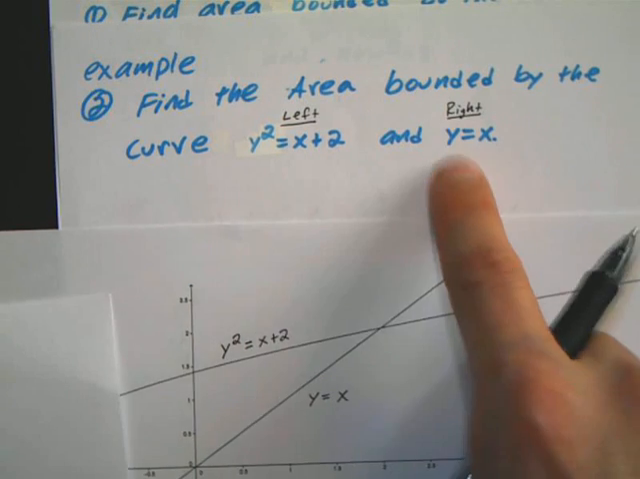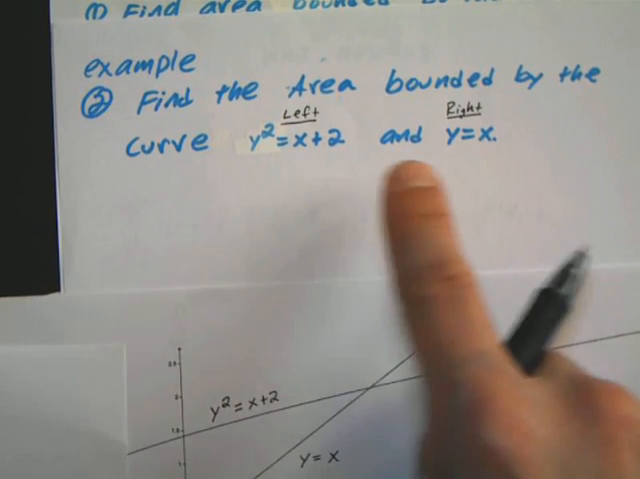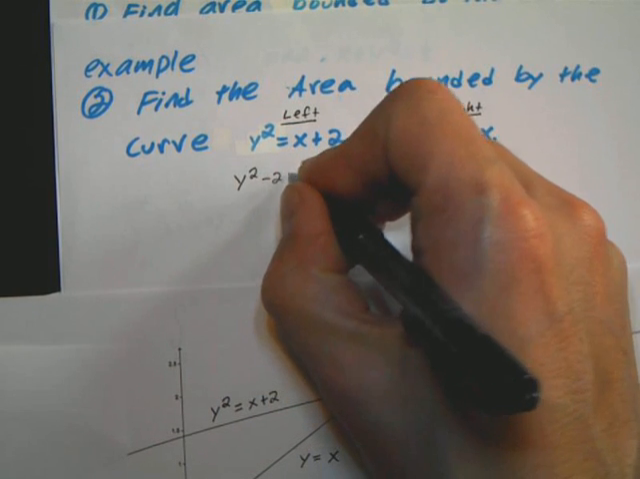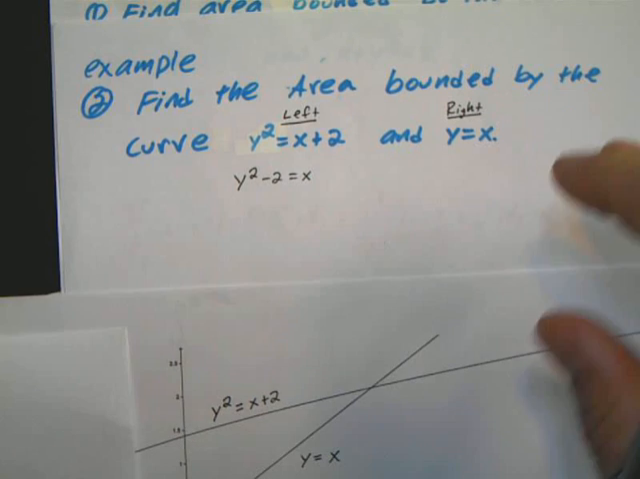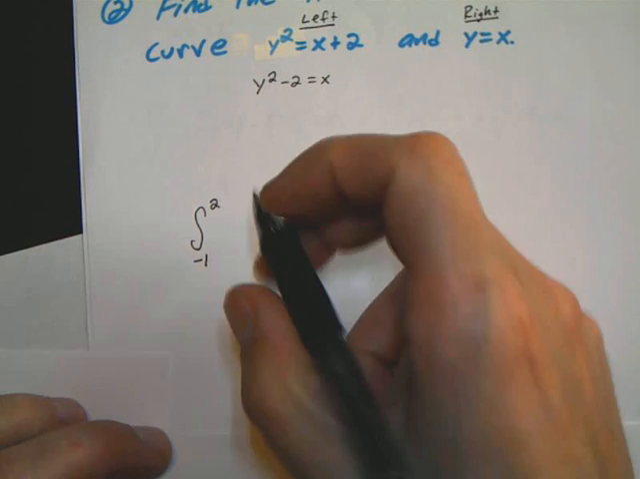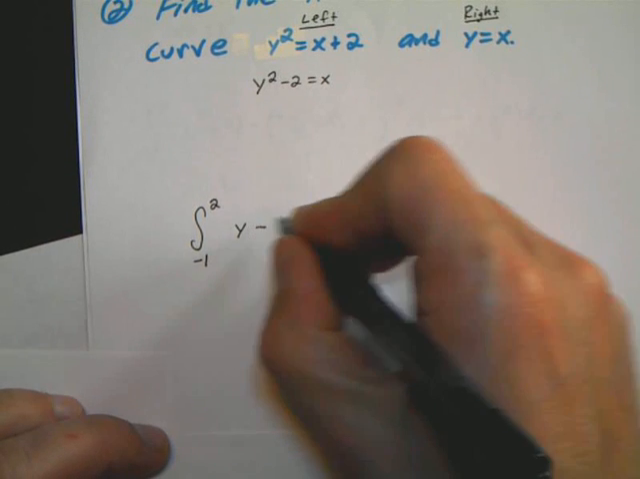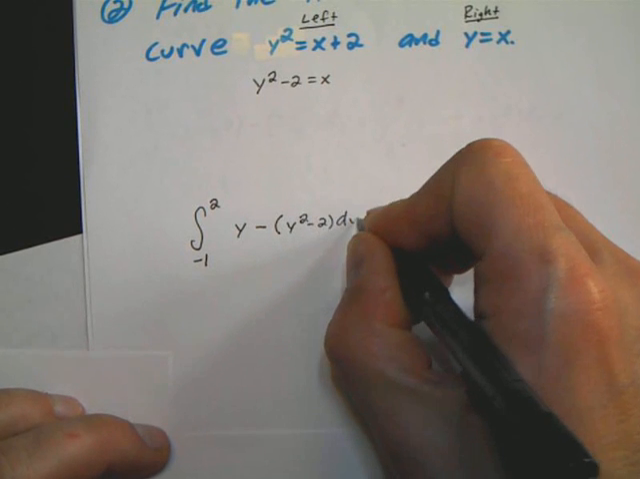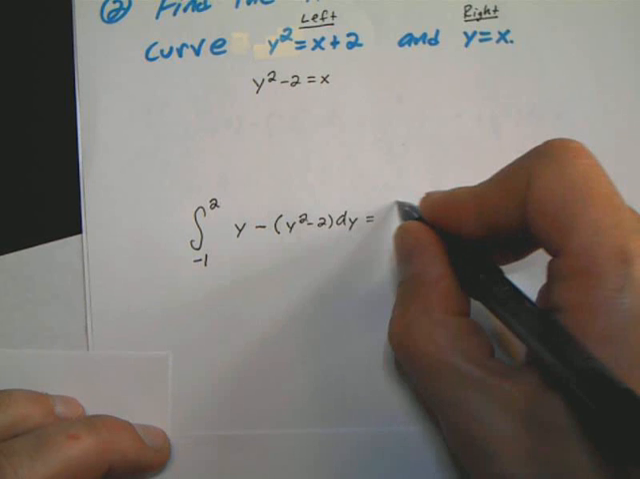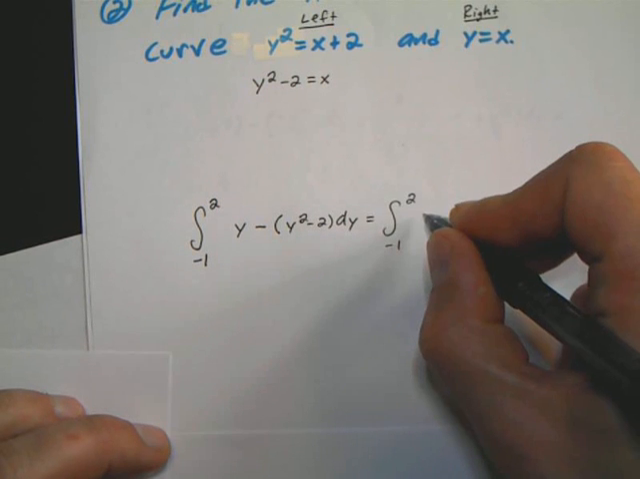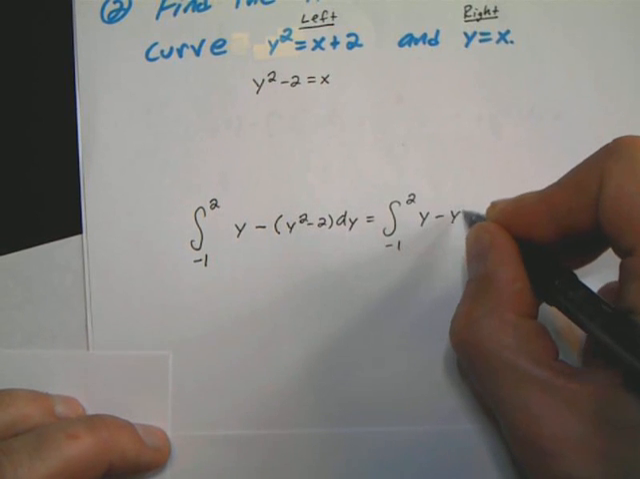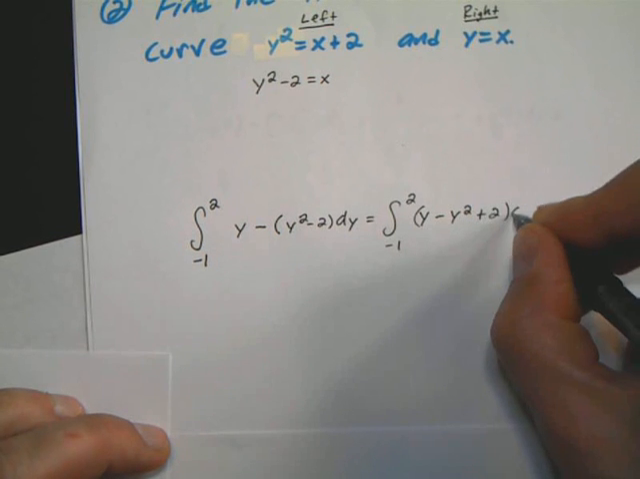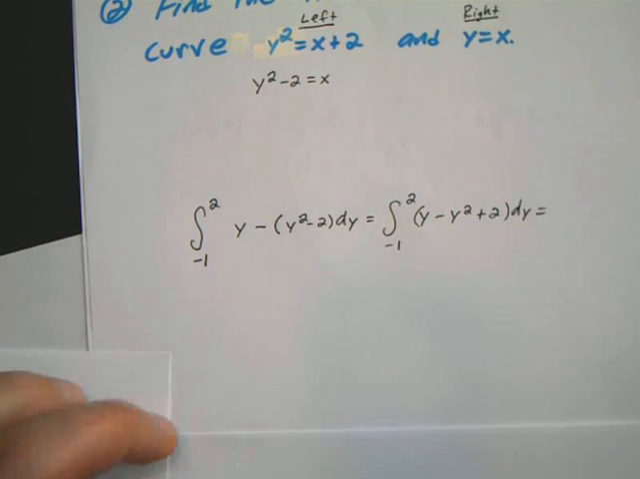This one's already solved for me. This one, to put it in terms of y, is going to be y squared minus 2 is equal to x. So then my integral is going to be the right, which is y, minus parentheses y squared minus 2, dy. So simplifying this, it's going to be from -1 to 2 of y minus y squared plus 2 dy.